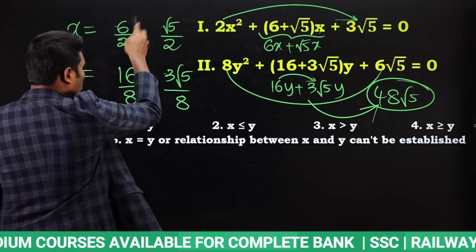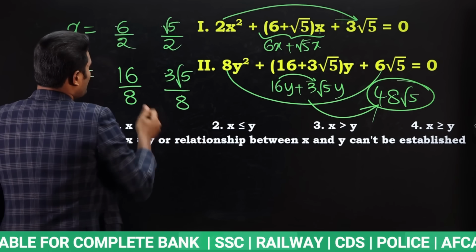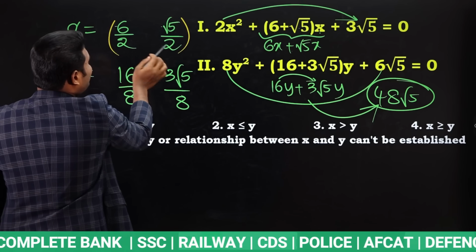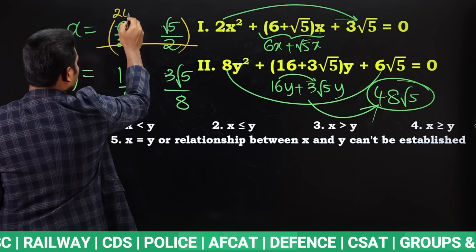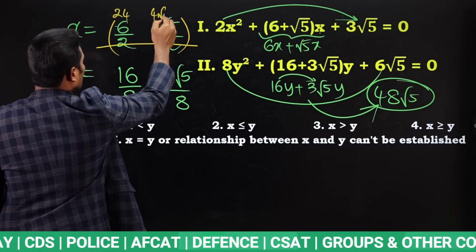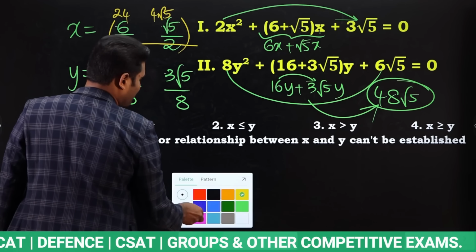Yes or no? If you want, you can simplify this, or else you can make the denominator the same. It's up to you. If you make the denominator the same, you need to multiply the denominator value by 4. When you multiply 6 by 4, this will be 24, and this will be 4 root 5. Yes or no? Now just compare. Now if you compare, what happened?